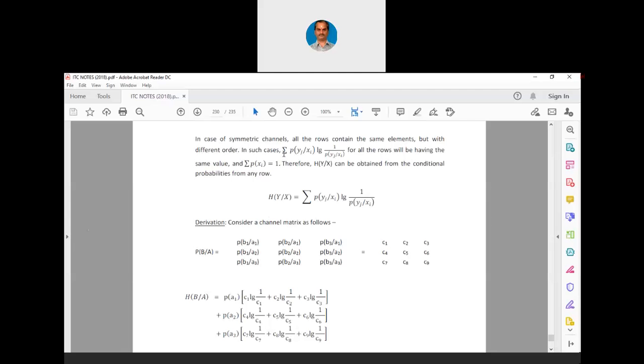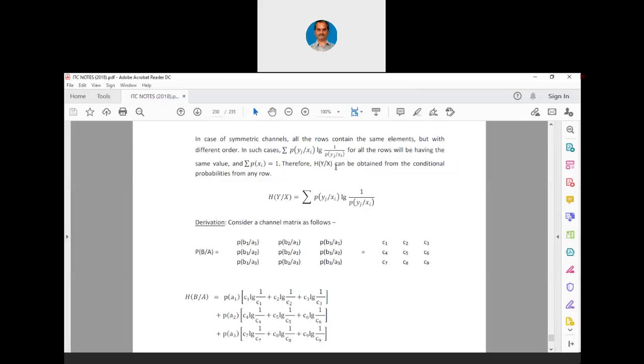In such cases, the summation of P of yj/xi, log of 1 over P of yj/xi for all the rows will have the same value. And summation of P of xi is always 1, right? Because the source is going to transmit all the symbols and the total probability is going to be equivalent to 1. So summation of P of xi is equal to 1, and the upper term, summation of P of yj/xi, log of 1 over P of yj/xi for all the rows will have the same value when we sum it up, because the rows contain the same elements.